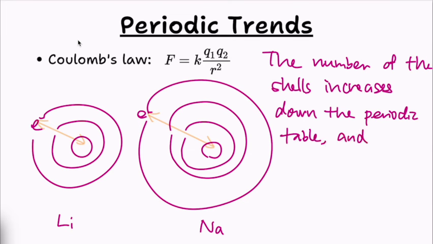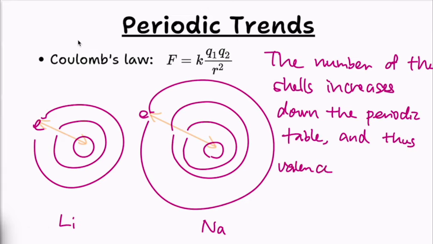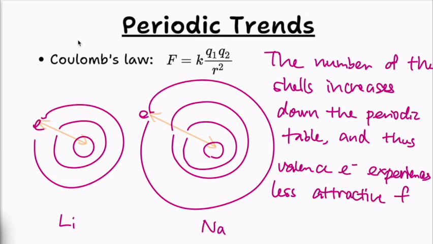and thus valence electrons experience less attractive force from the nucleus. This can also be explained by the repulsive force between the core electrons.